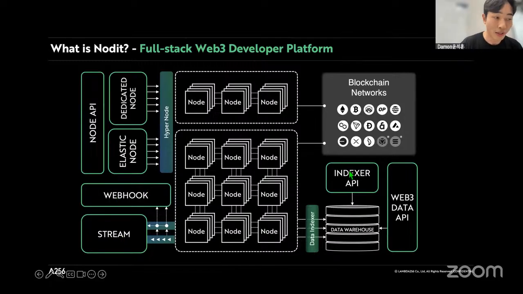And on the right side, you will see the data indexer and data APIs, which give you structured and query-ready access to on-chain information like tokens, NFTs, accounts, and transactions without dealing with raw on-chain data. Whether you're building something lightweight or data intensive, you can pick and choose the components that best fit your use cases.